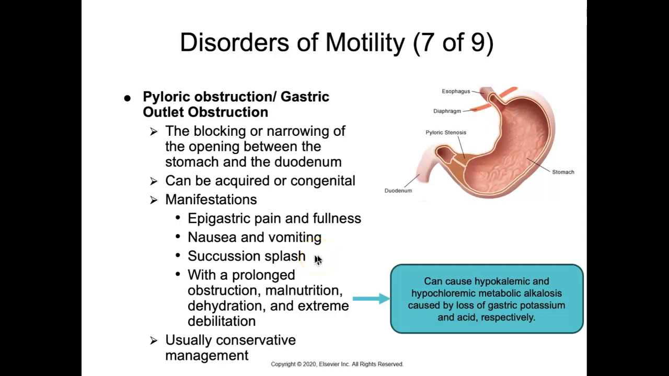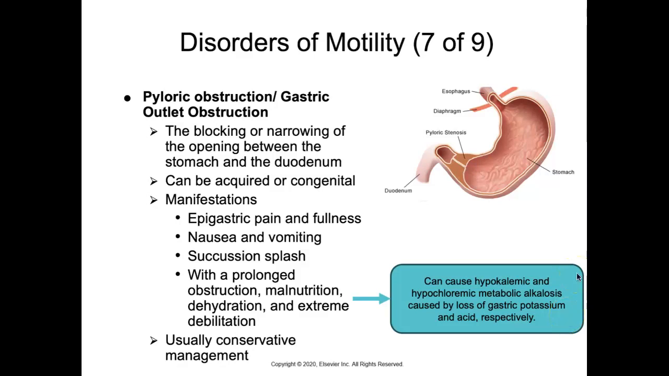These patients may also notice that their stools are infrequent or they're very small, and that makes sense because their food is not moving from the stomach into the intestines to contribute to the making of feces. And with prolonged obstruction, malnutrition, dehydration, and extreme debilitation, we can cause hypokalemia and hypochloremic metabolic alkalosis to develop because we lose that gastric potassium and acid.